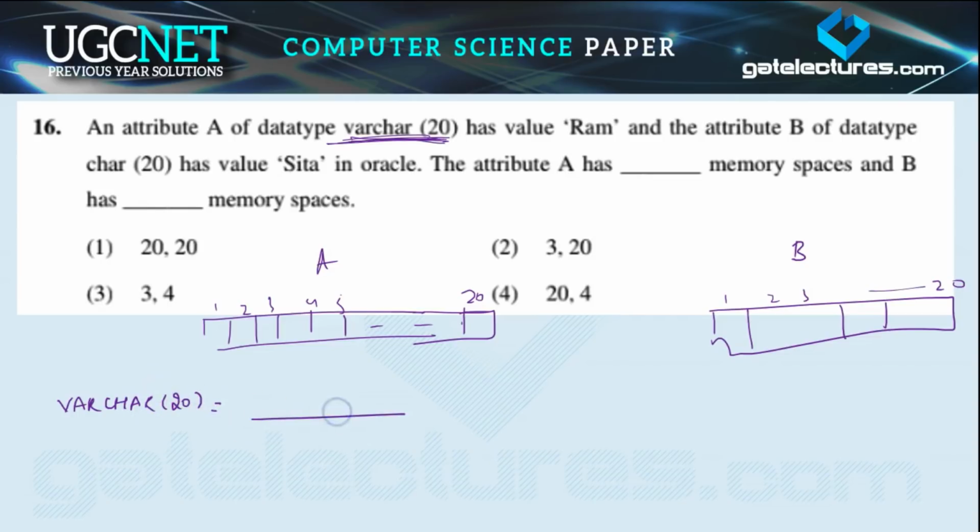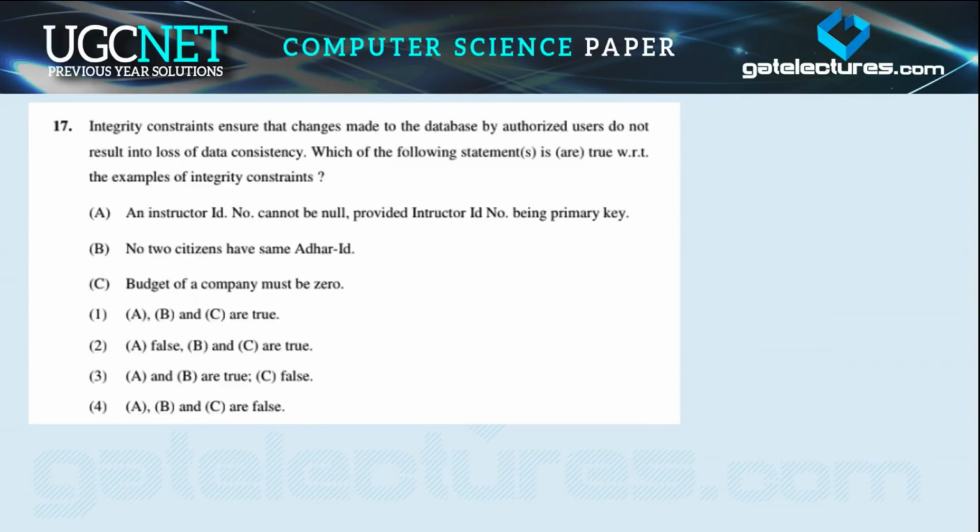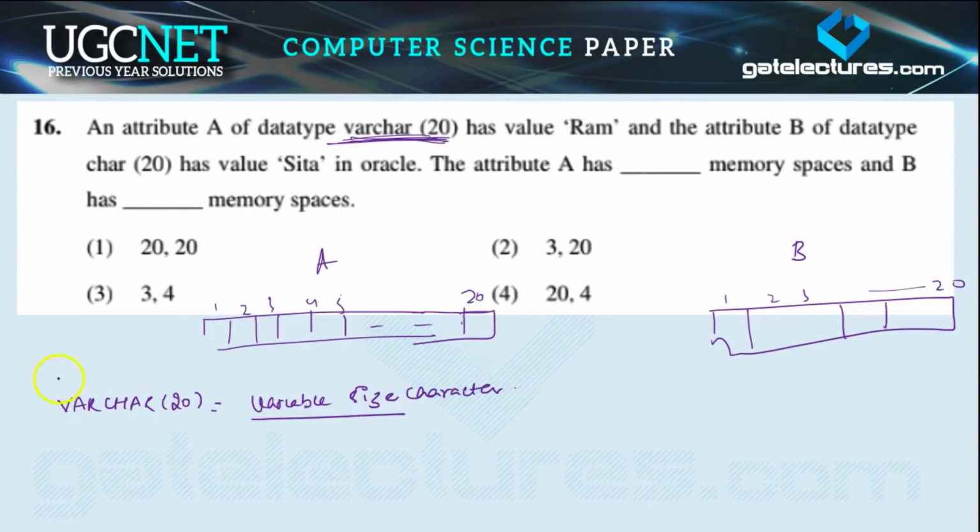So how it behaves when it is going to store the value in RAM. Okay, so varchar(20) means it's a variable size character. So first write it down: it's a variable size character, right, which can store a character of size 0 to at most 20. It can store any size from 0 to 20.